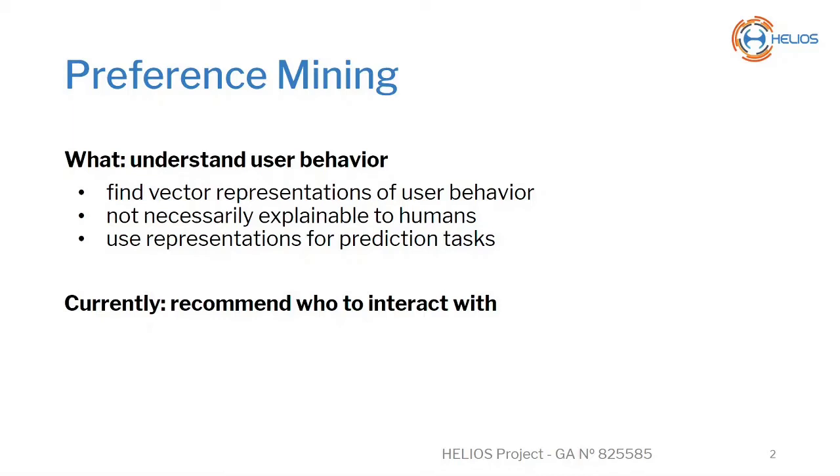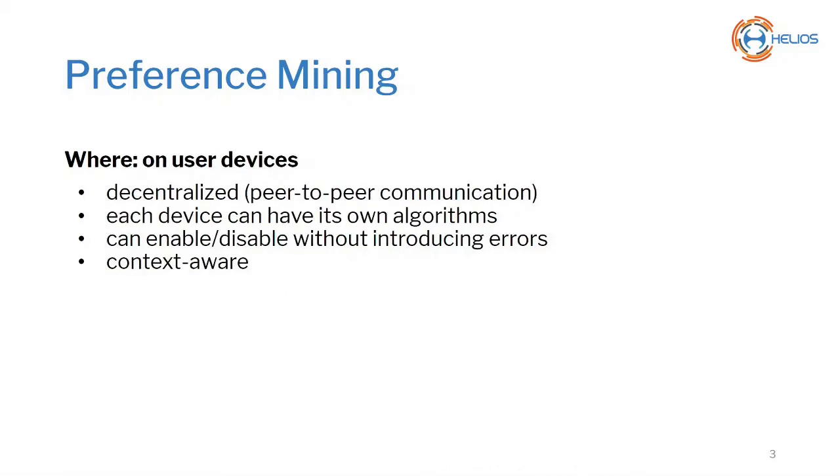Essentially, this translates to utilizing social actions, such as forming relations or performing interactions, to form vector representations for each user. These representations reside in some latent space that is not necessarily explainable to humans, but can be used in machine learning prediction tasks. In its current form, the Social Graph Mining module uses these preferences to recommend who to interact with among social acquaintances.